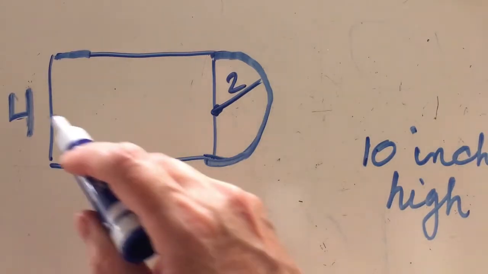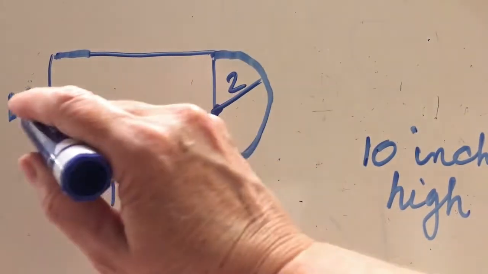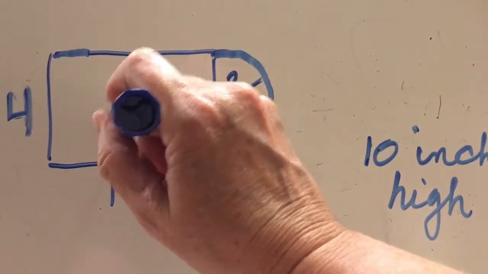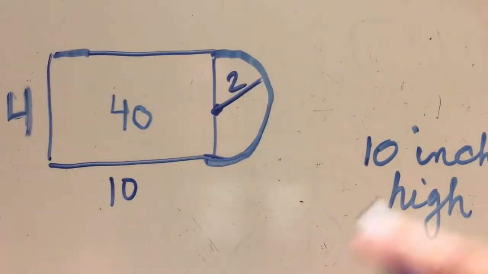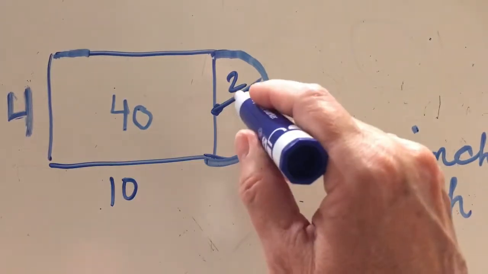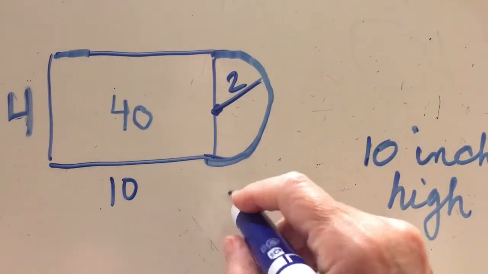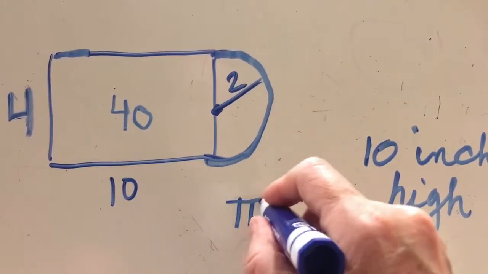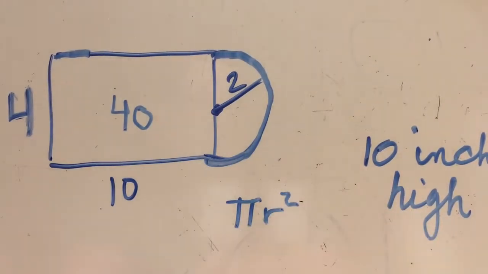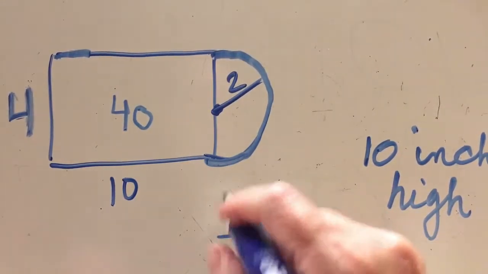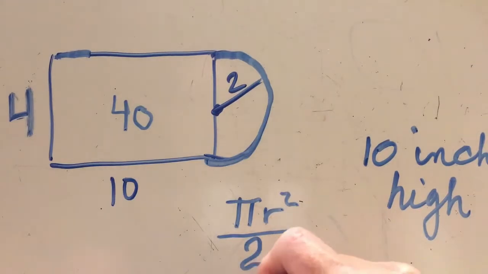So here we have a rectangular portion. 4 times 10 is 40, and that's going to be 40 square inches because everything is in inches. And then we have a half circle. Remember, the area of a circle is pi r squared. So the area of a half circle would be pi r squared divided by 2.